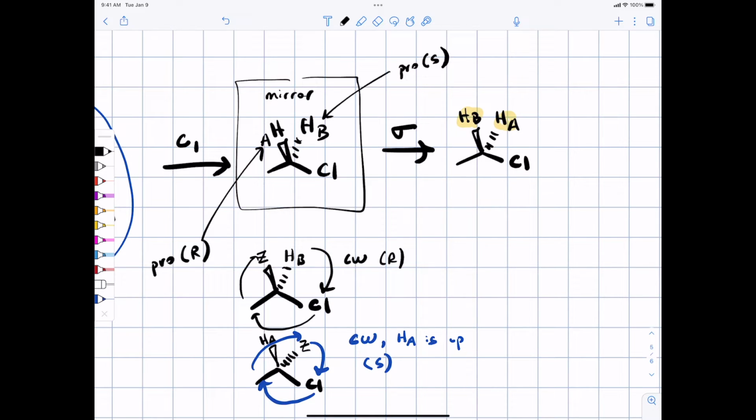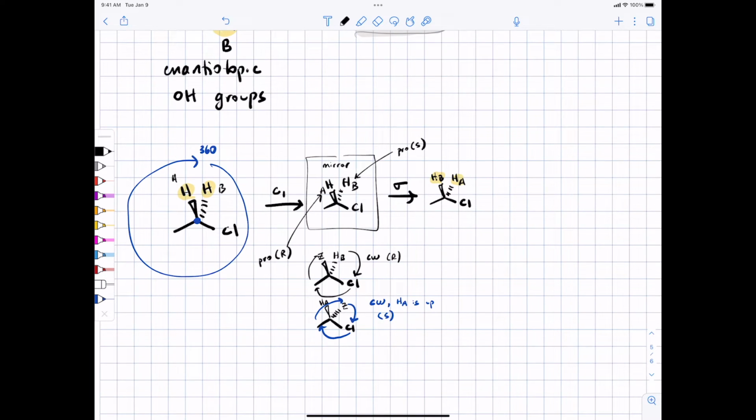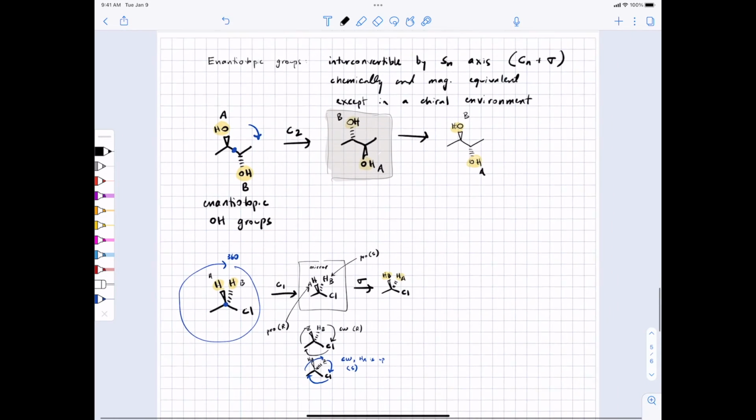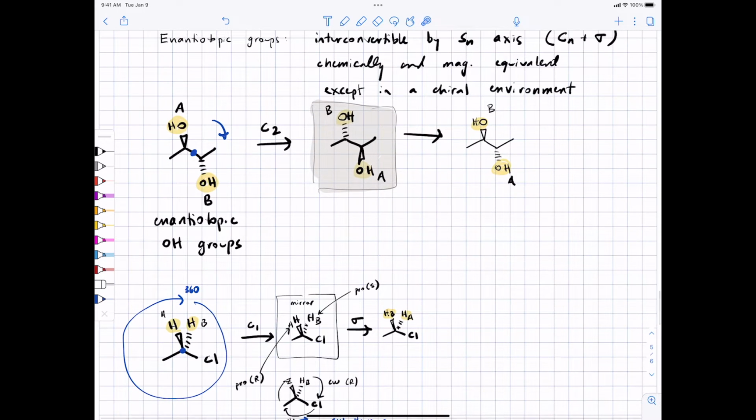Pro meaning before. It's not chiral yet, it's not a stereocenter yet, but a chiral reagent can easily tell the difference between the two. The HA and the HB are chemically and magnetically equivalent with this exception.